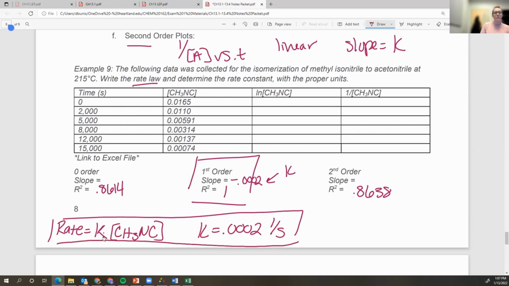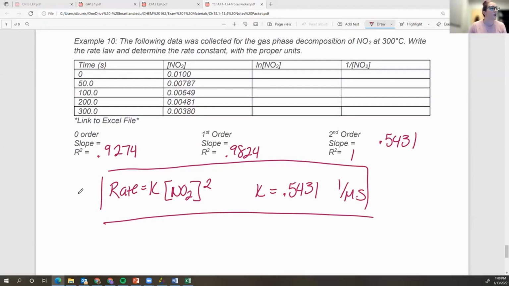All right. So I want you to try to graph and figure out what the answer for example number 10 is, and then check back. Okay, so I graphed these and I got the most linear was the inverse relationship. So when I graphed 1/NO2, I got that the R squared value was 1, the slope was 0.5431. So that means that my rate looks like this, and my K is 0.5431, and the units for K for a second order reaction are always 1/molarity per second.